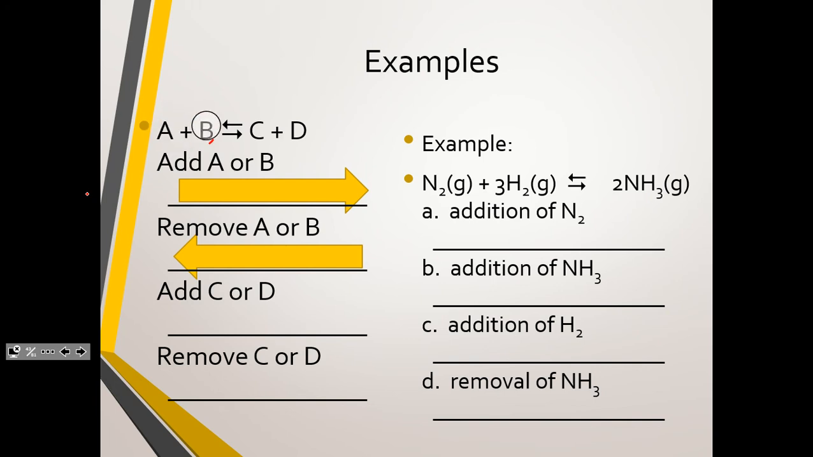Okay, let's focus on C and D. What if we add C or D? Well, we're going to have to shift equilibrium to the left. Remove C or D, we're going to have to shift it to the right, just the opposite.